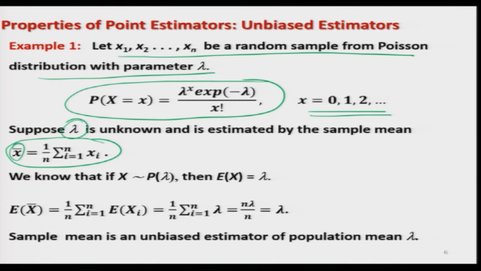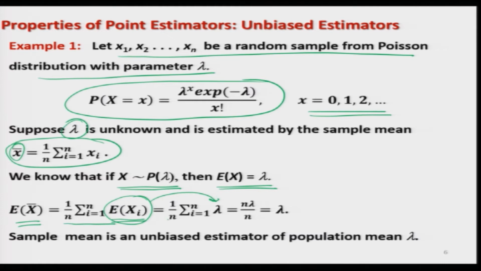So, now I use the properties that we have learned earlier. We know that if a random variable has a Poisson distribution with lambda, then the expected value of x is lambda. If you cannot recall, you can go to the lecture on the Poisson distribution, and there you will find this result. Now, I find the expected value of x bar, and you know how to compute this value. That is simply 1 upon n summation i goes from 1 to n, expected value of xi. Now, this expected value of xi is lambda.